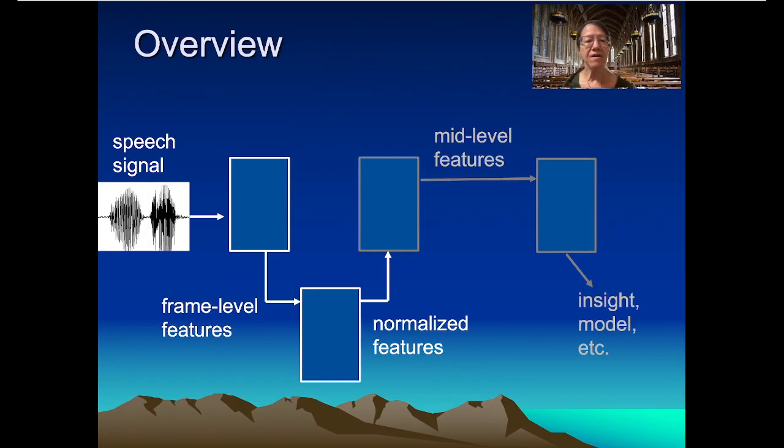So last time we saw how we could go from the speech signal to a collection of frame-level features, and today we'll move on and look at creating normalized features from those, and from that we can feed into other sorts of feature representations.